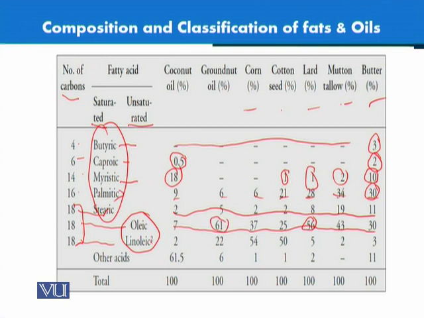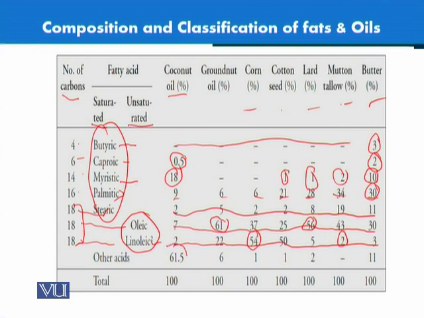If you talk about linoleic acid, again this is present predominantly in most of the products, but its amount could be as low as 2% or as high as 54% in corn oil. So you can see that every different type of oil or fat product has a very different composition when it comes to fatty acid composition.